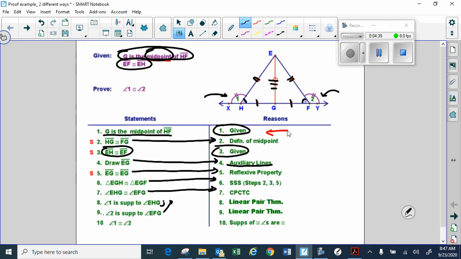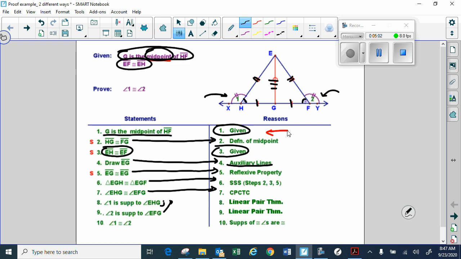So, supplementary, two angles that add to 180. All right. And that's the definition of linear pair theorem. Adjacent angles that form a line. Two adjacent angles, not just adjacent angles, meaning 3, 4, 5, only two. So that justification is linear pair theorem.